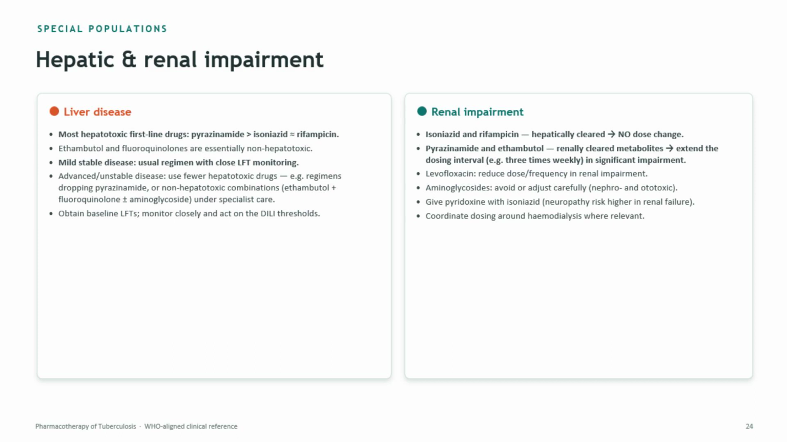In renal impairment, it flips. Isoniazid and rifampicin are handled by the liver, so they're relatively safe, but pyrazinamide and ethambutol need dose or interval adjustment because they're renally cleared. Match the drug to the failing organ.